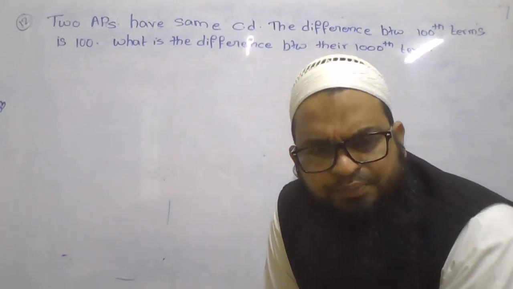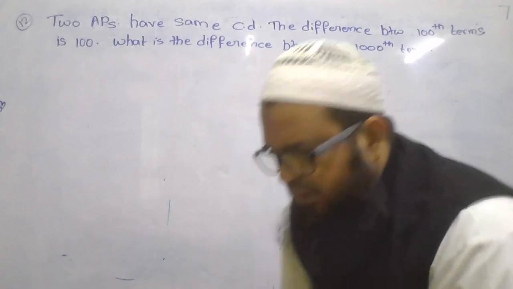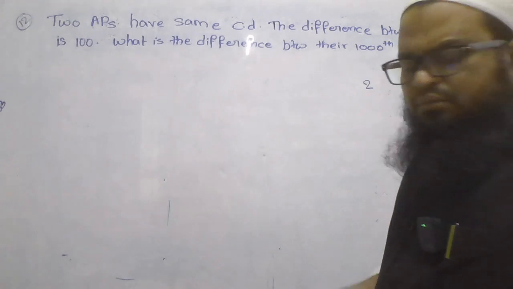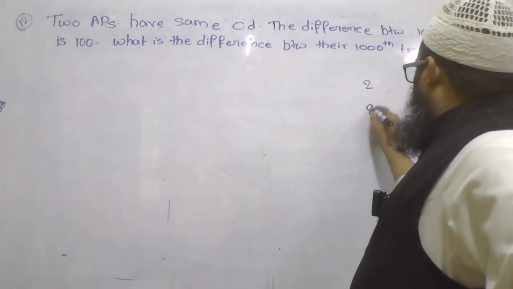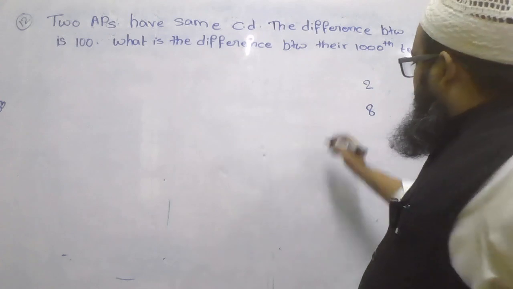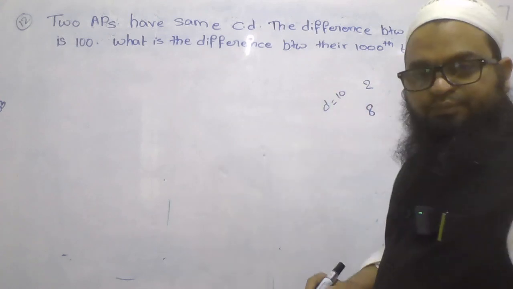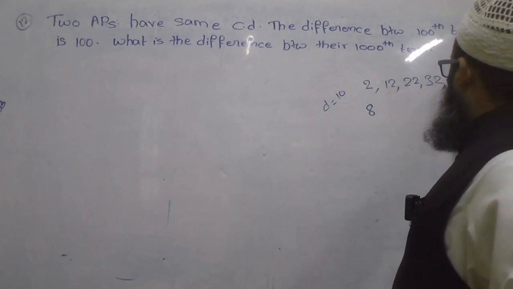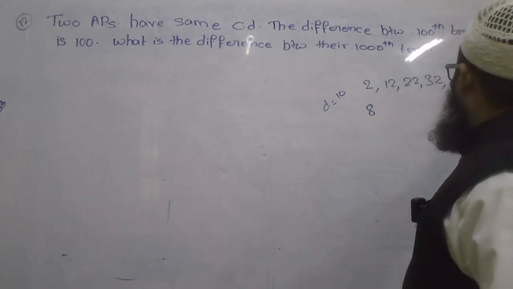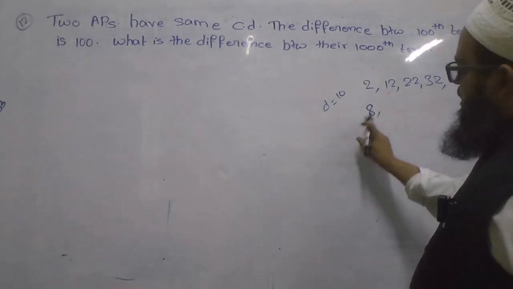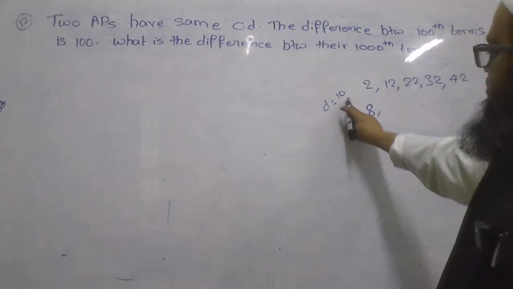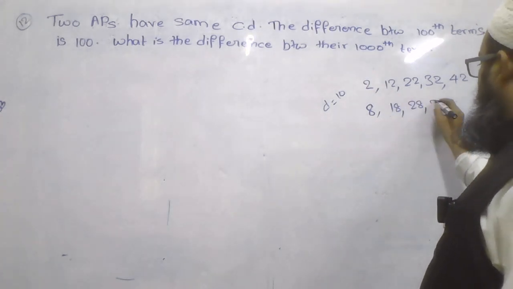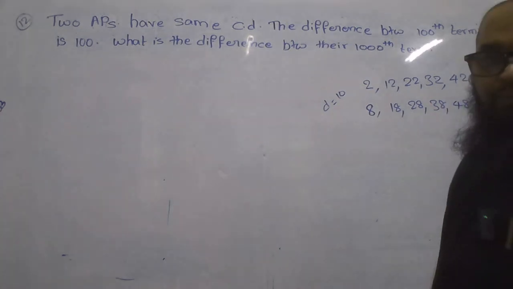So that means two different APs. Let me explain you with an example. Let us say that one AP is starting with 2 and another AP is starting with, your wish, 8. So they have the same common difference. So shall I take common difference as 10? So the next will be 12, 22, 32, so on. Let us say the fifth term is also 42. And now here in the second AP, what is the common difference? Common difference is 10. So can I take it as 18, second term, and 28, 38, 48, so on.